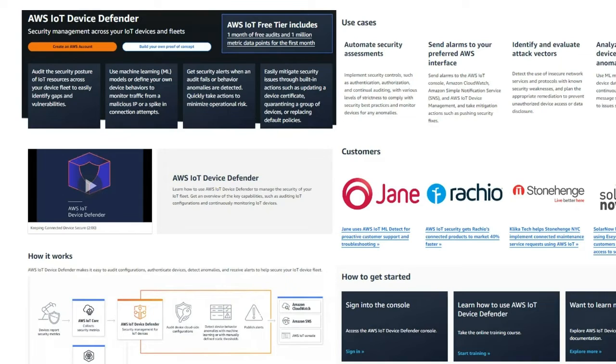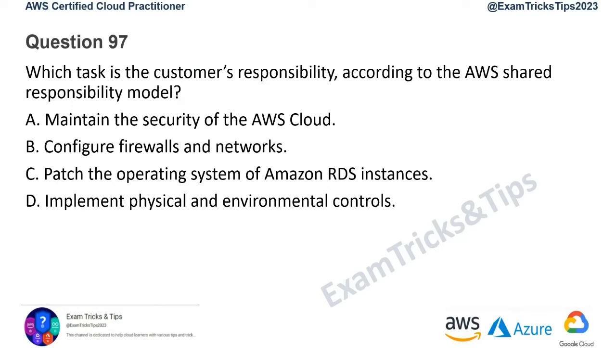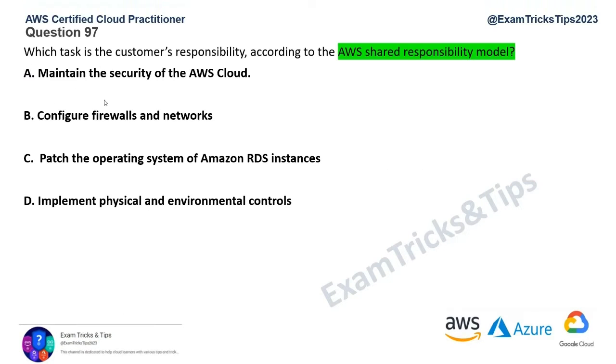So that's it on the question. Let's move on to the next question. Question number 97: which task is customer's responsibility according to AWS shared responsibility model? Please read the question. So here is my version of markups. Basically, responsibility model is the keyword here.